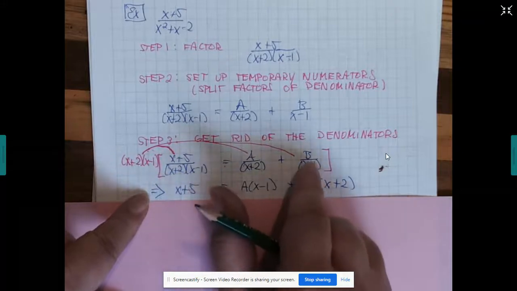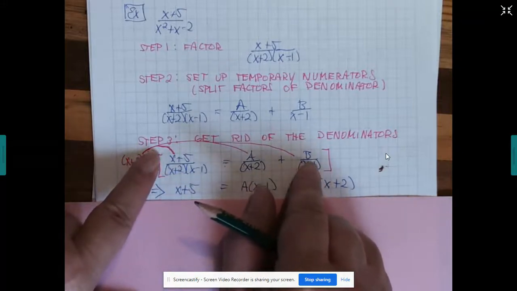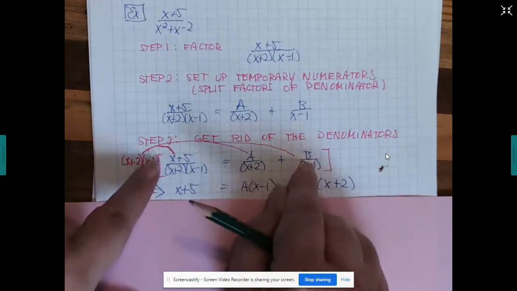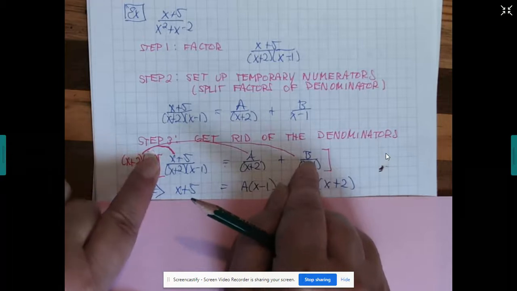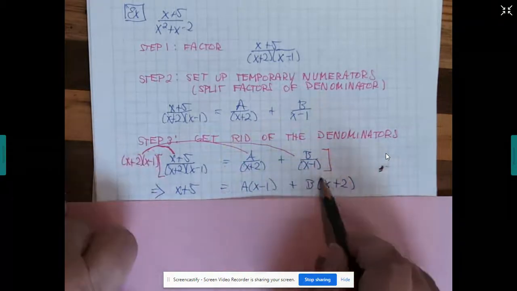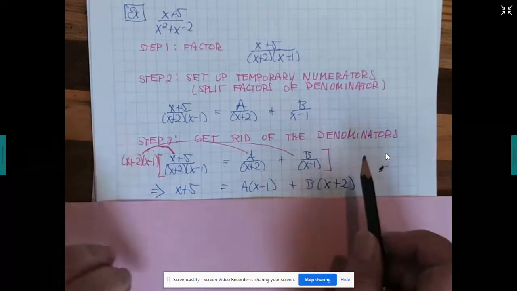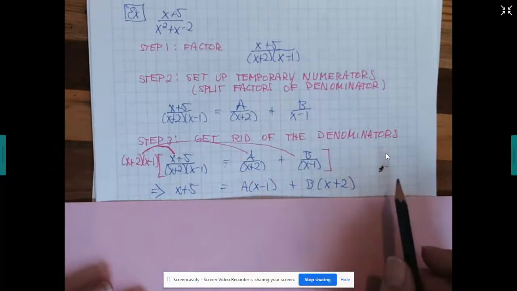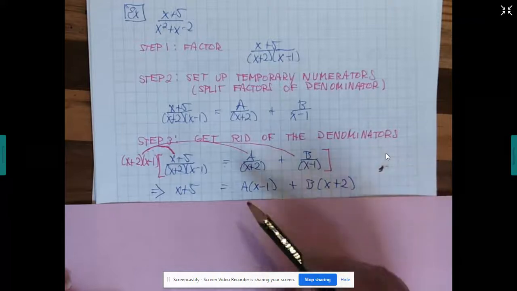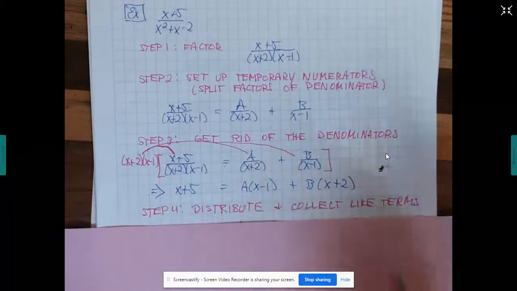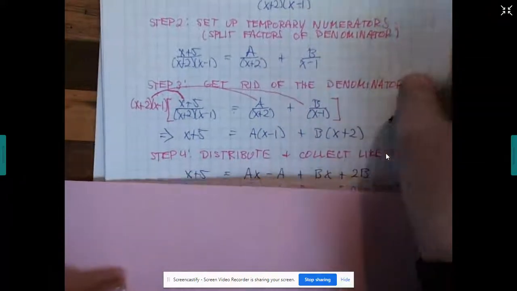Okay, and the third one, the x minus 1 is going to cancel out. X minus 1 over x minus 1 is 1. So it will just be b times x plus 2, right? B times x plus 2. These two cancel. All right, now you've gotten rid of all the denominators. There's no more fractions. So now all you do is a little bit of algebra going on here.